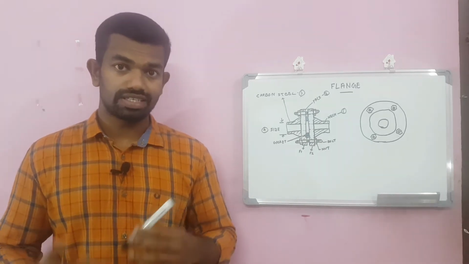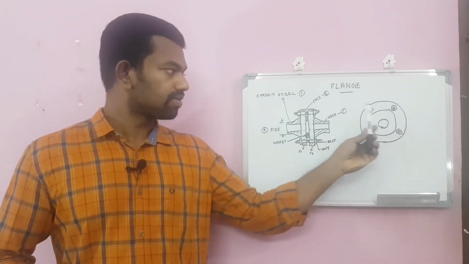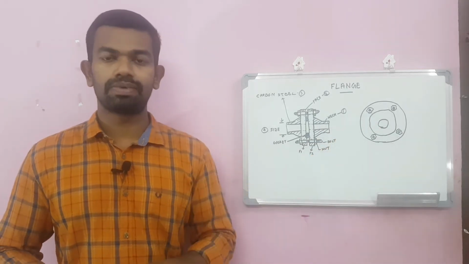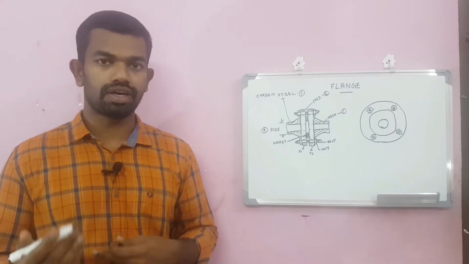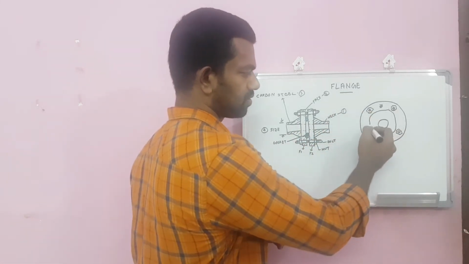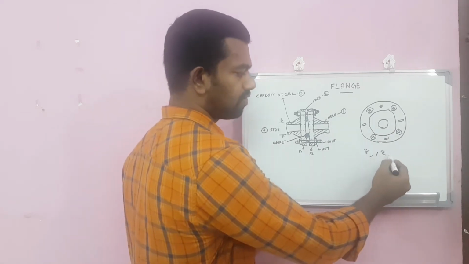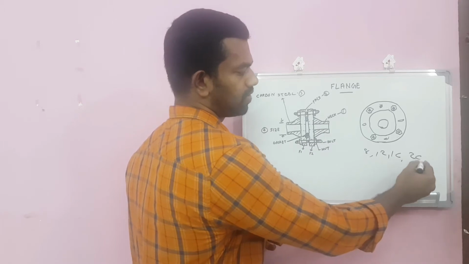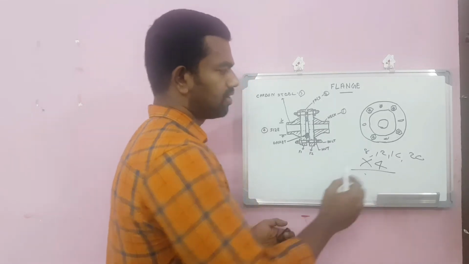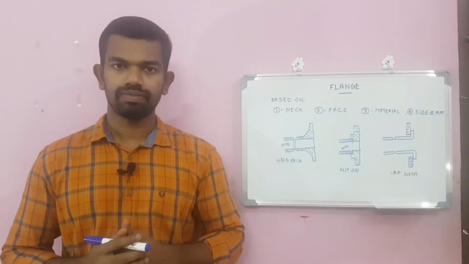If you look at the side view, these are the bolts and nuts. Usually the number will be a multiple of 4. It may start from 4 bolts, or 8, or 12, or 16, or 20, etc. This is a multiple of 4. This is the normal rule for the construction of the flange.